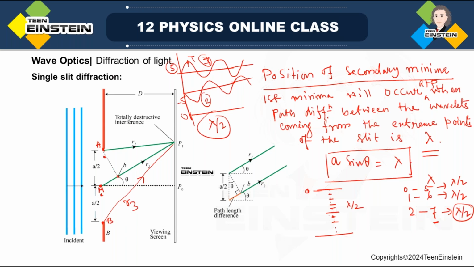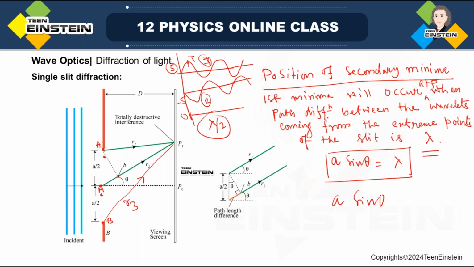So what is the condition for that? This is for the first minima, or first order minima. The condition is a sin theta is equal to lambda. This is the condition for the first minima to occur at point P1. Now I think you will be interested to find out the positions for the next orders of minima also. Suppose I want to see the second order minima. The condition for that will be a sin theta, this path difference, must be 2 lambda.